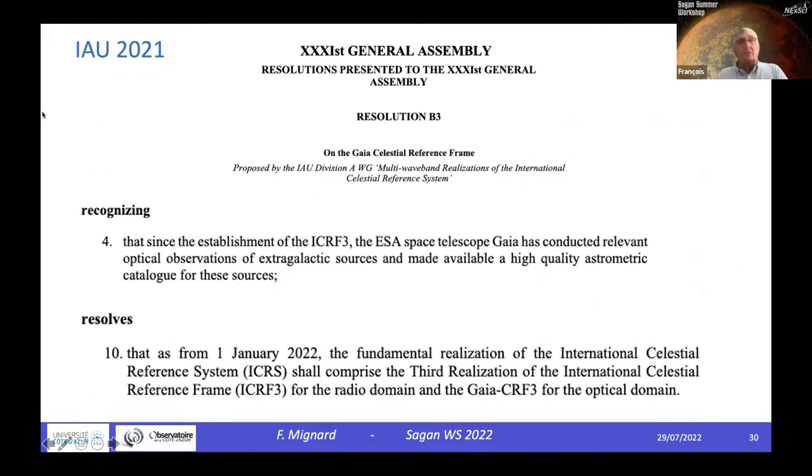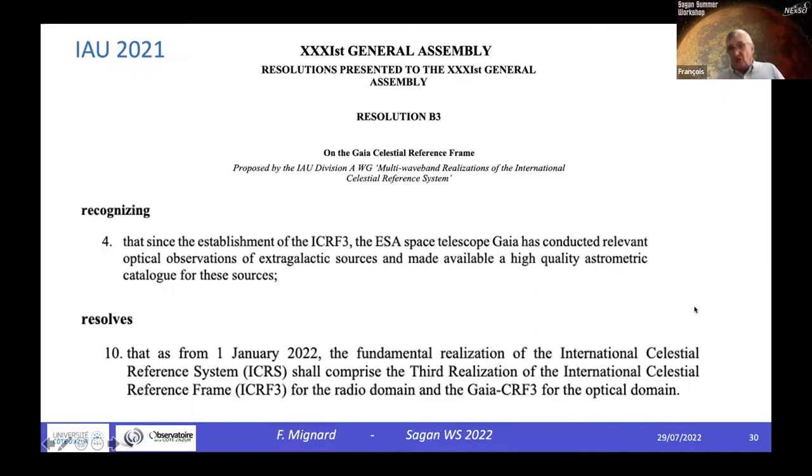Okay, just to finish, the 31st General Assembly of the IAU has reshaped, as I said before, the definition of ICRF, taking the fact that Gaia is producing a CRF3, and it has resolved that starting in January 2022, the fundamental realization of the International Celestial Reference System shall comprise the third realization of the International Celestial Reference Frame for the radio domain and the Gaia CRF3 in the optical domain.